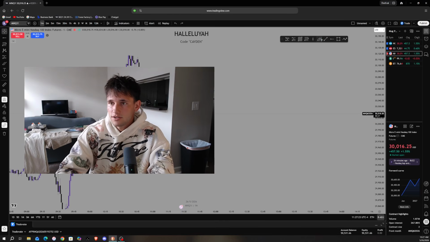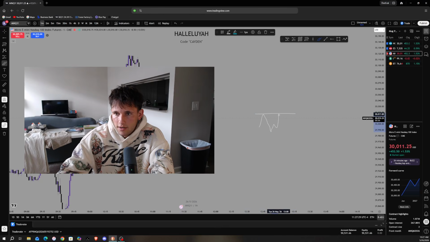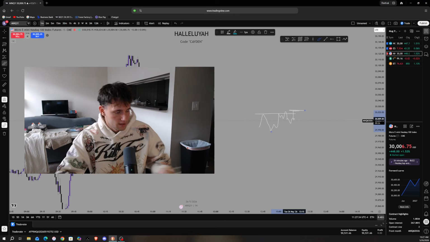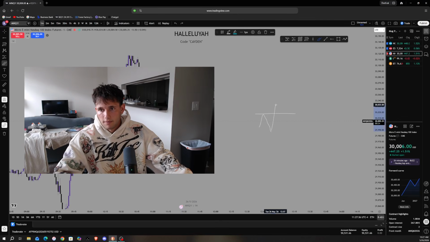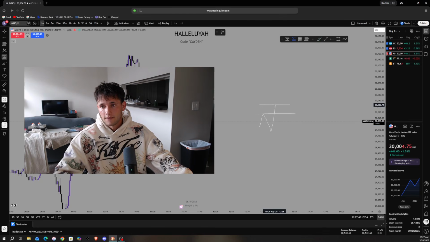Same thing with break of structures. Say you have a high here, and you're waiting for price to break. I don't want it to then close above it. No, I don't like that. I want price to boom, disrespect it, act like it's not even there, and then I'm going to take that to go higher.